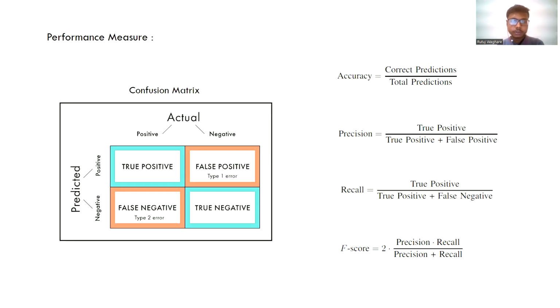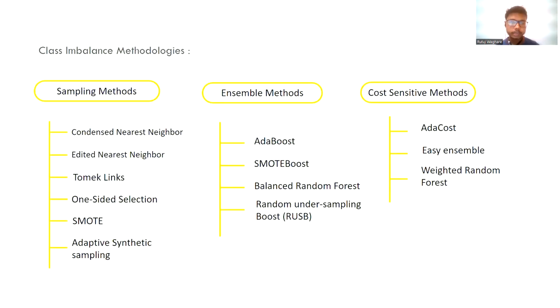To balance the recall and precision, that is, improving the recall while keeping precision from dropping, the F score is proposed as a harmonic mean of precision and recall. F score is defined as 2 into precision into recall upon precision plus recall. Since the F score weights precision and recall equally and balances both concerns, it is less likely to be biased to the majority or minority class. To handle the class imbalance problem, we have a few methods available like sampling methods, ensemble methods, and cost-sensitive methods. We will be discussing some of these methods in upcoming slides.